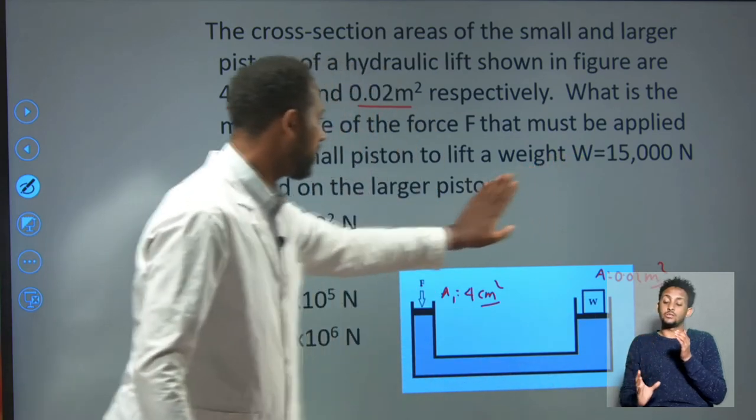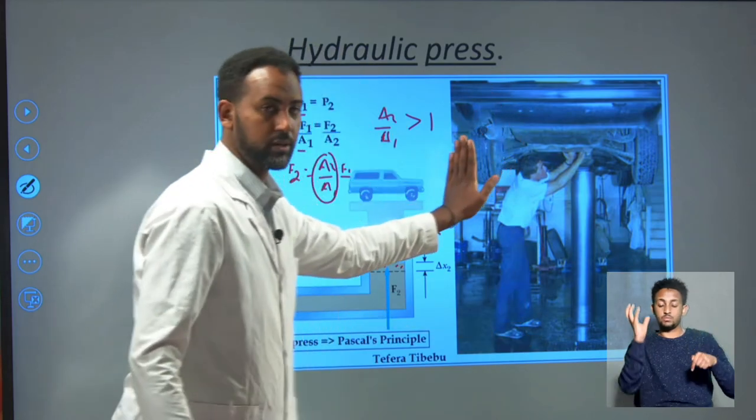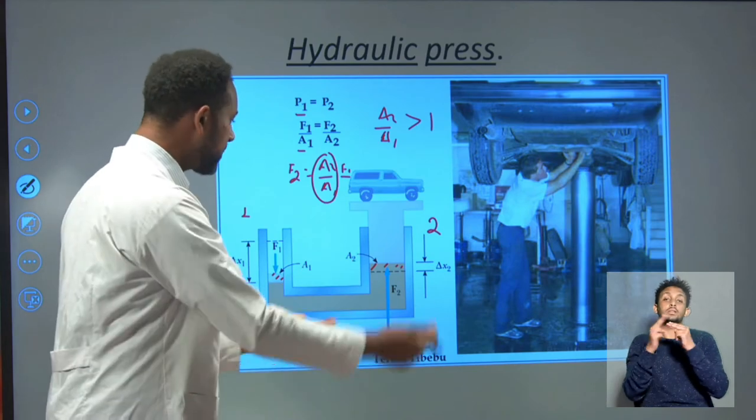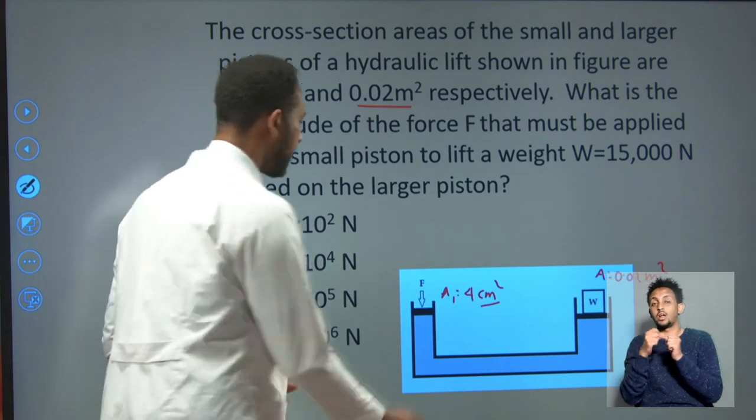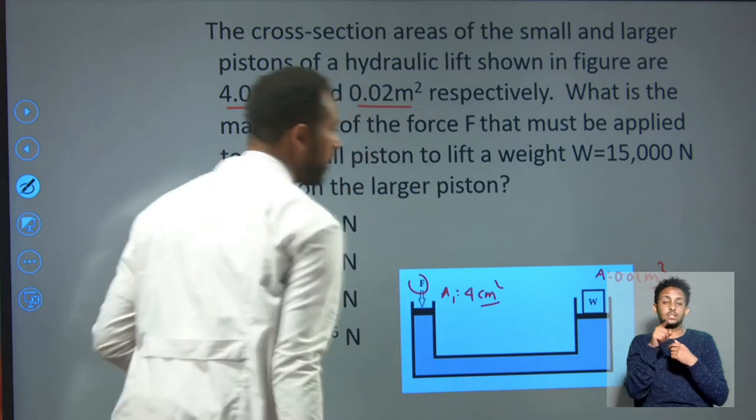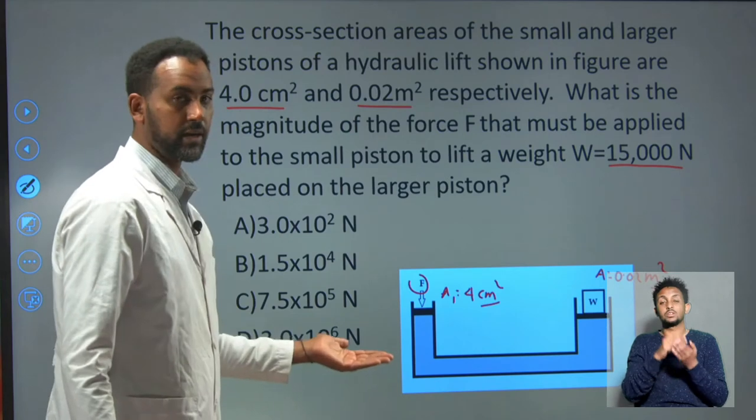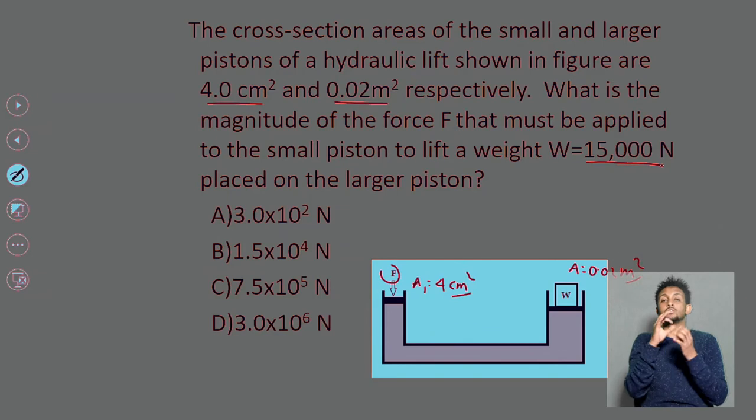so that you can lift this object upward? Previously, we said that as you press a button here, you can lift the car upward. A huge amount of weight can be lifted, so the force is multiplied several times depending on the ratio of area 2 to area 1. Therefore, it asks us to find the force F, how much force is needed to lift up this weight. That weight is given to be 15,000 Newton. It might be the car. So how much force must be exerted on this smaller piston to lift 15,000 Newton? Let's try to solve it together.